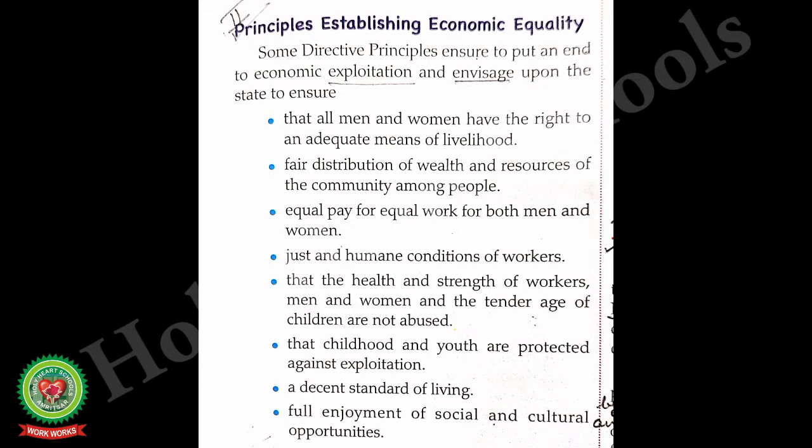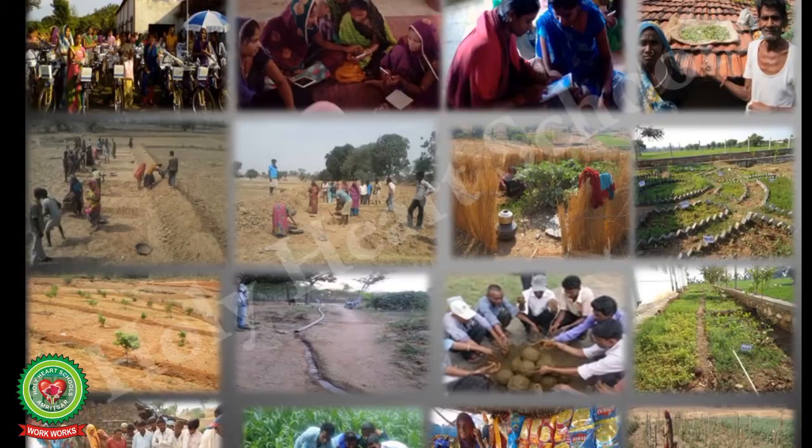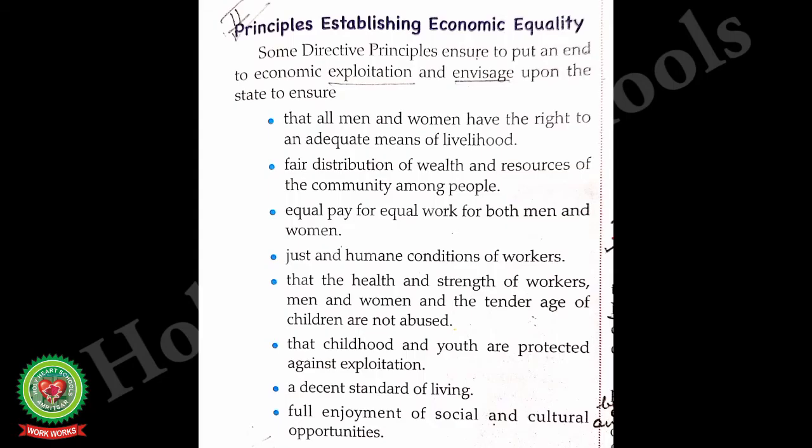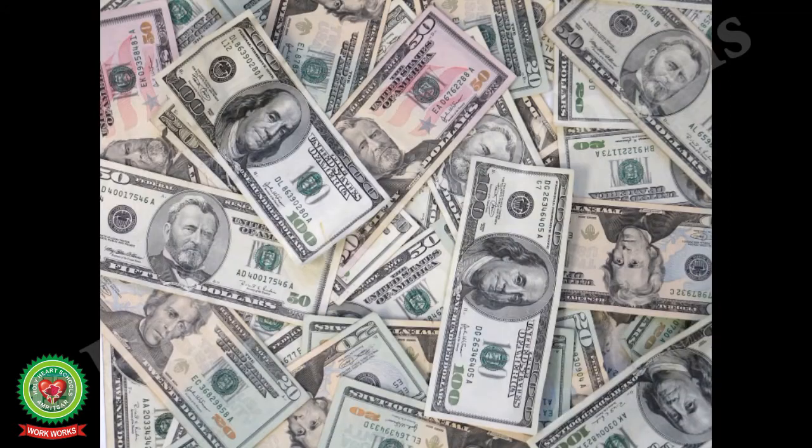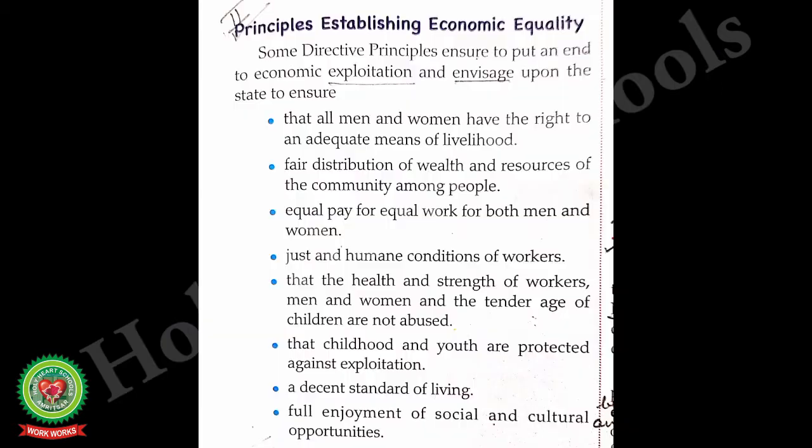Number 1, all men and women have the right to an adequate means of livelihood. The state shall ensure that the citizens, men and women, equally have the right to an adequate means of livelihood. Number 2, fair distribution of wealth and resources of the community among people. The distribution of wealth is a comparison of wealth of various members or groups in a society. According to directive principles, there should be a fair distribution of wealth and resources among the people.